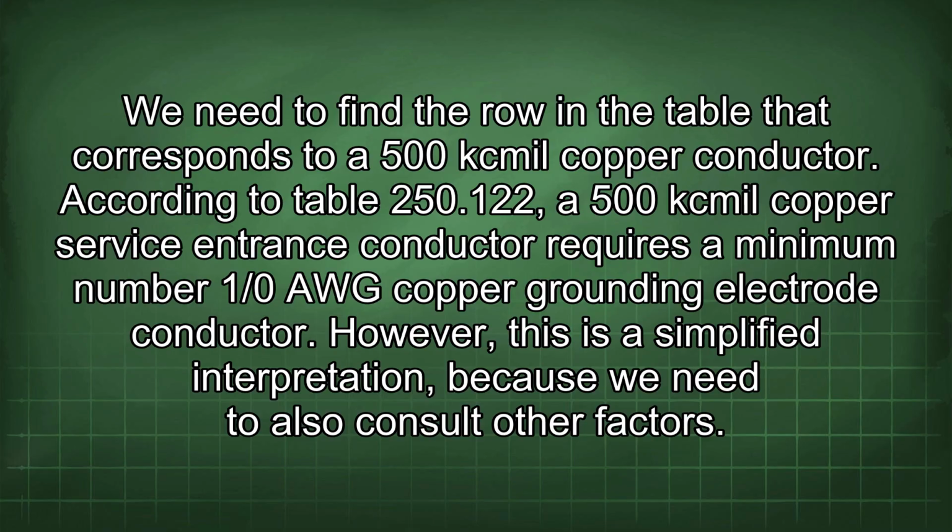According to Table 250.122, a 500 kcmil copper service entrance conductor requires a minimum number 1/0 AWG copper grounding electrode conductor. However, this is a simplified interpretation because we need to also consult other factors.